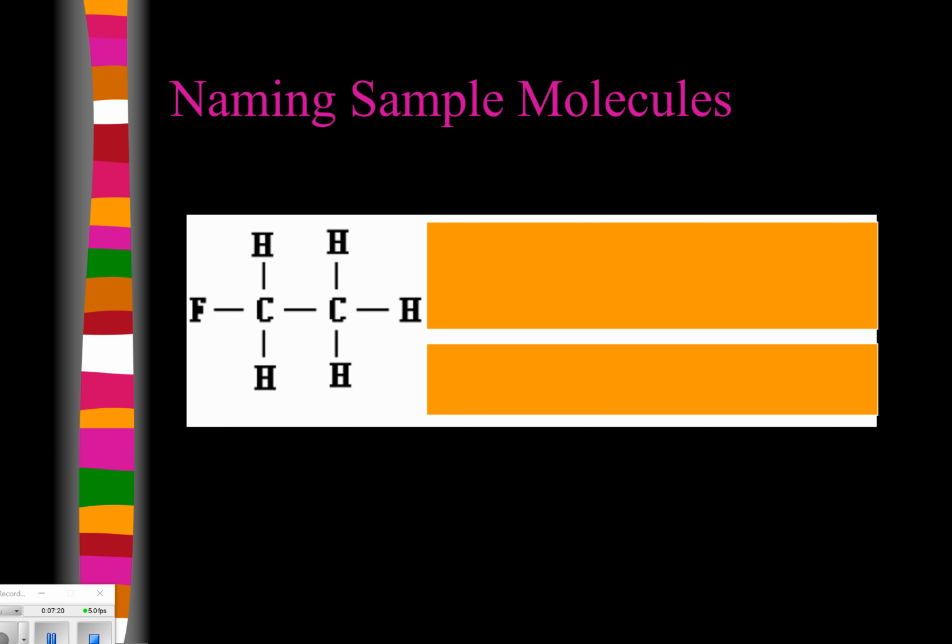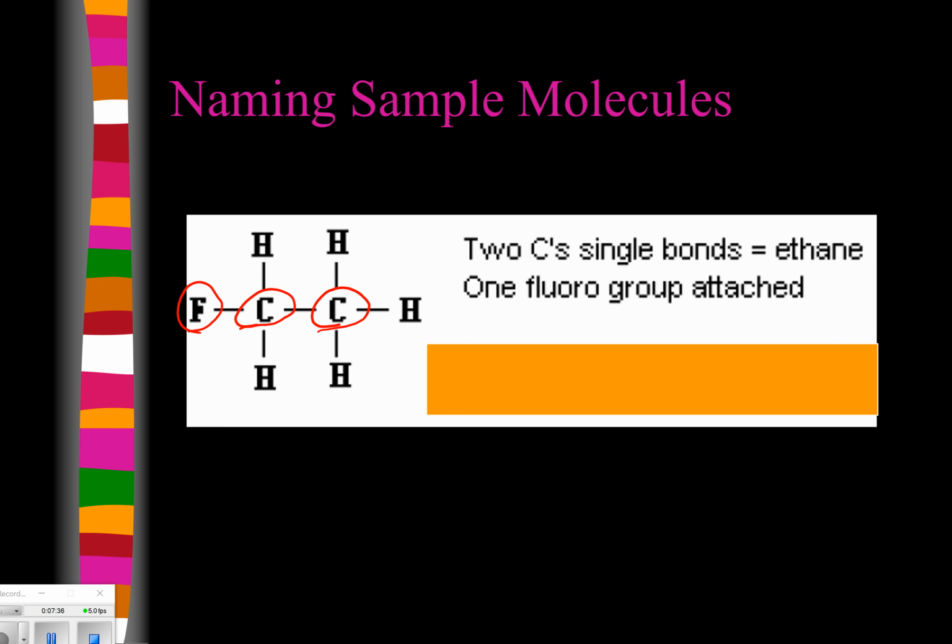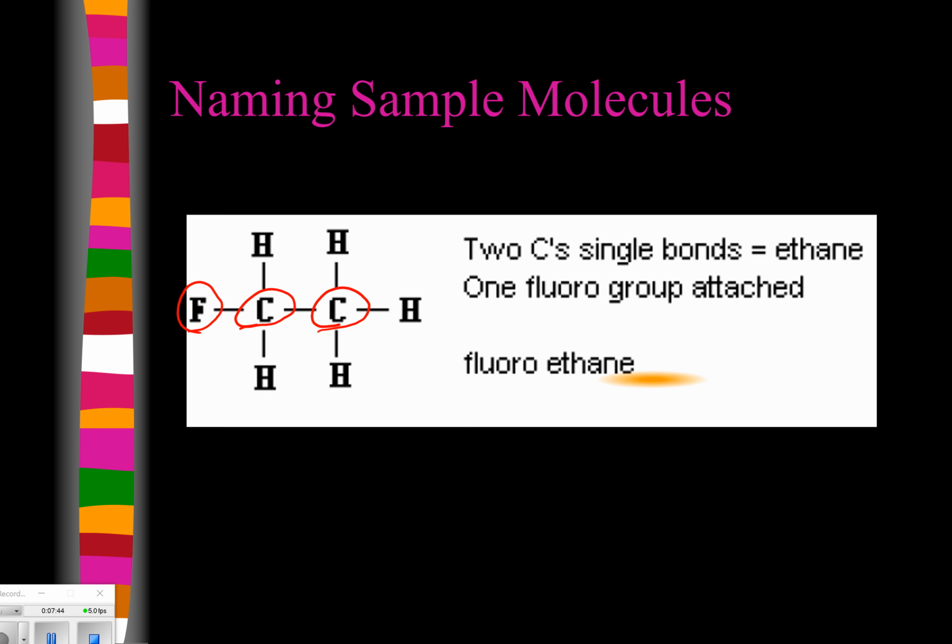Now, similar idea here. First, identify how many carbons are on our parent chain. We have 2. Our prefix for 2 would be eth, so this is an ethane molecule, and we have a fluorine attached to it, otherwise known as a fluoro group. There's only 1 of those fluoro groups. And with the halocarbons, we're simply combining these 2 together, so we get fluoroethane.